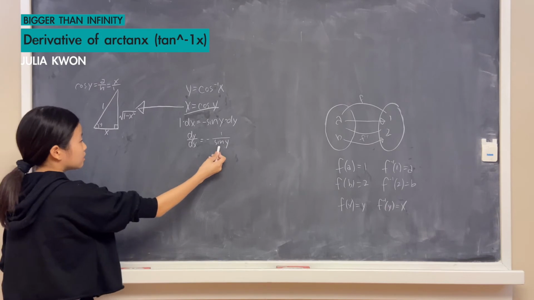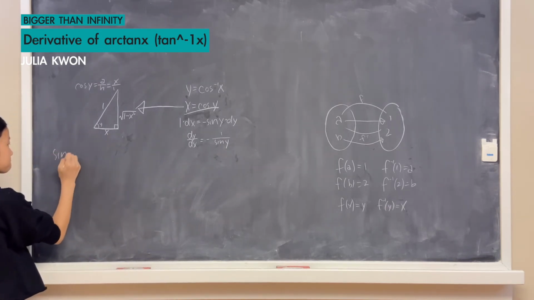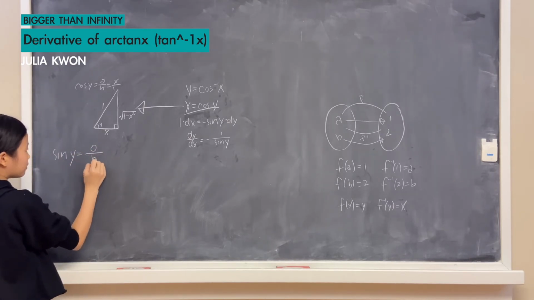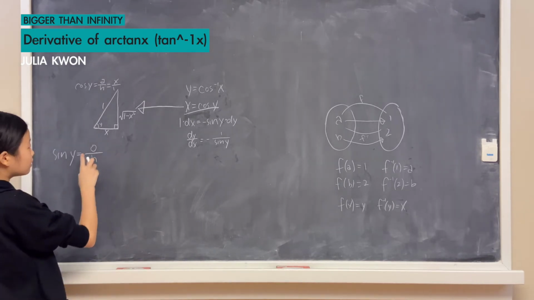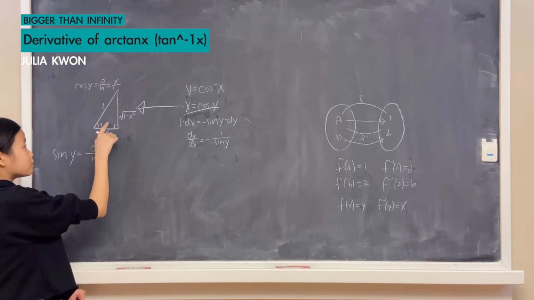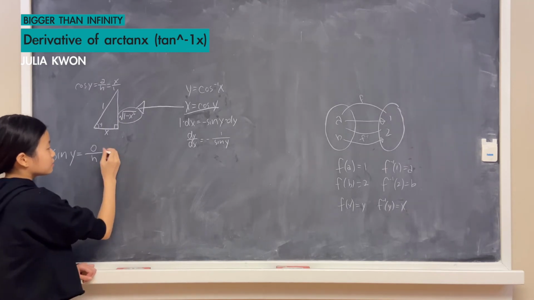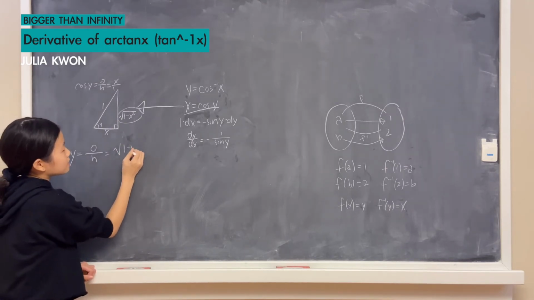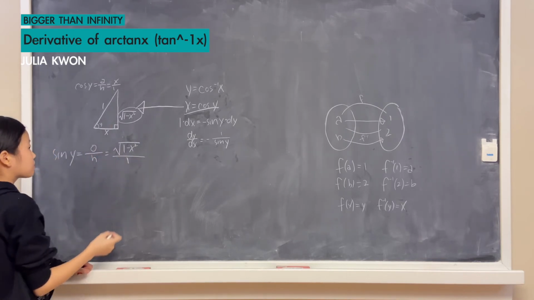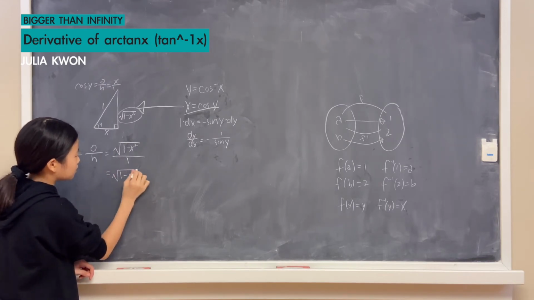And now the sine y is the opposite over the hypotenuse, and we can use this triangle to find these two lengths. And in this triangle, the opposite is square root of 1 minus x squared, and then over the hypotenuse, which is 1. So this is just equal to the square root of 1 minus x squared.